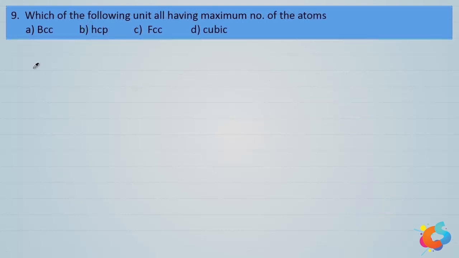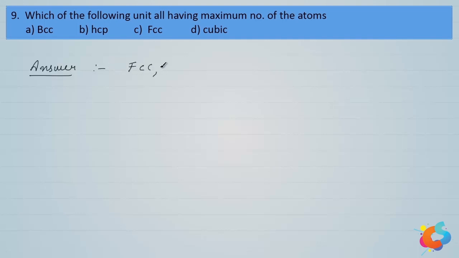The question is, which of the following unit cells has the maximum number of atoms? The given options are A. BCC, B. HCP, C. FCC, and D. cubic. BCC means body-centered cubic lattice, HCP is hexagonal close packing, FCC is face-centered cubic lattice, and cubic is the simple cubic structure. Let's calculate for FCC.